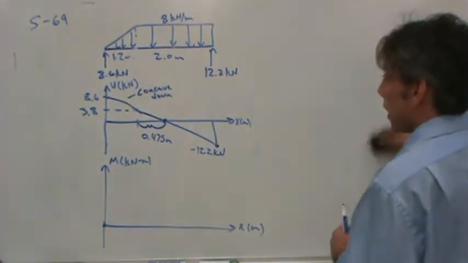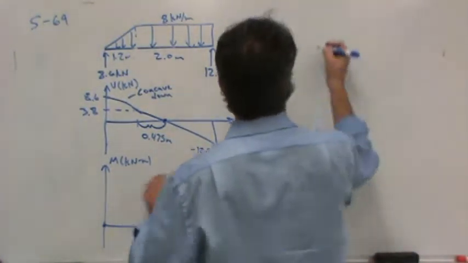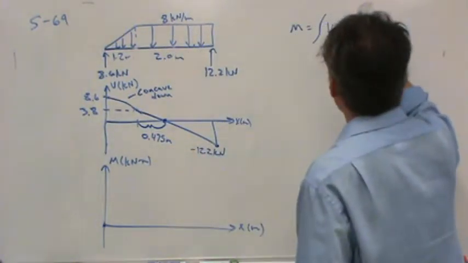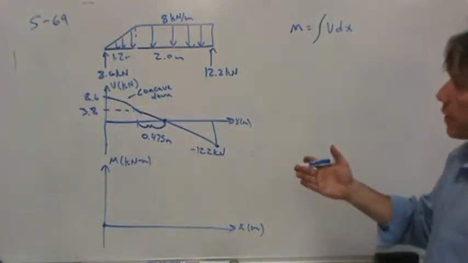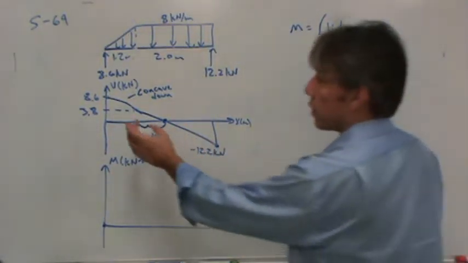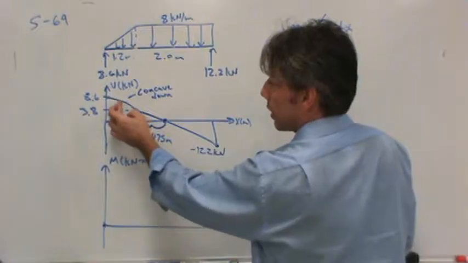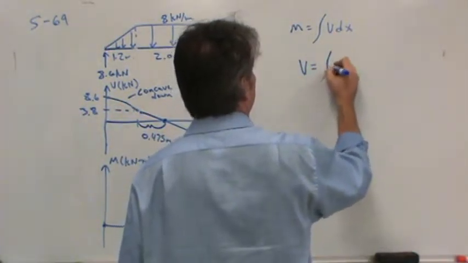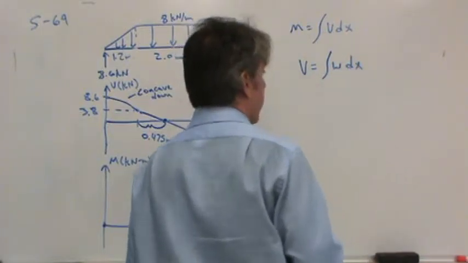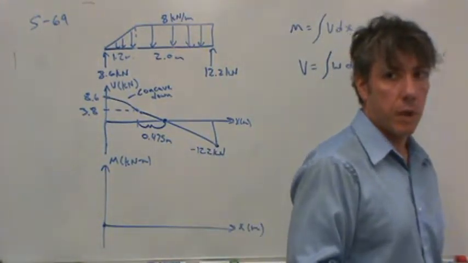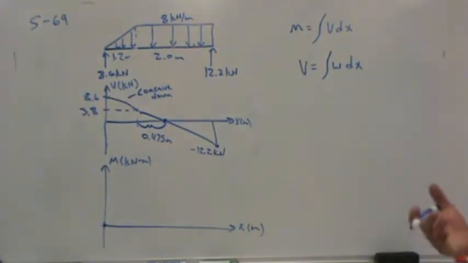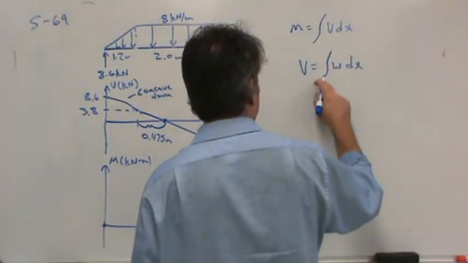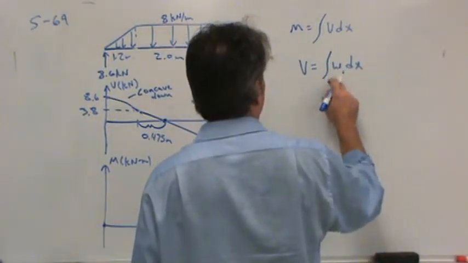The key is to realize that the moment is the integral of the shear over the distance. Okay? That's what we have to do. We have to somehow integrate this. So we need a function that will give us the shear as a function of position. The shear will be the integral of the load over distance. This is a distributed load. If it's a point load, you don't have to integrate it like that. You just add it, or it just makes step changes in the shear. But now we have to actually integrate this.